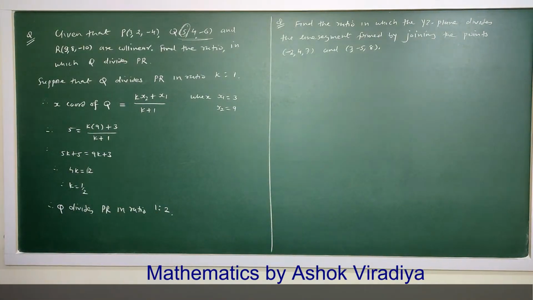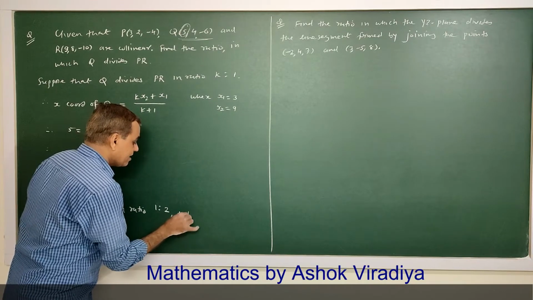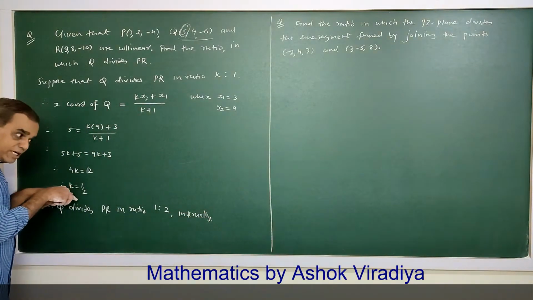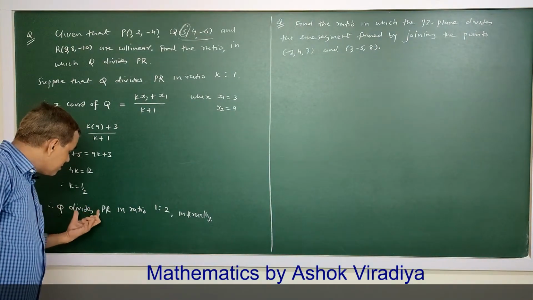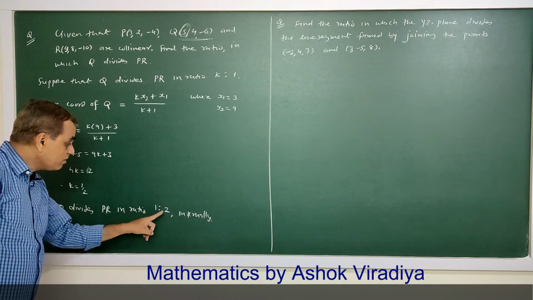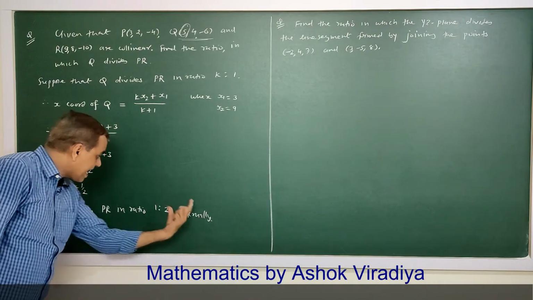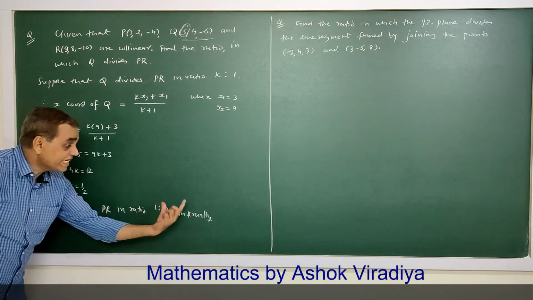And because here we are getting a positive value, we say it divides internally. Q divides PR in the ratio 1:2 internally. If we get -1/2 here, then we should write the statement like this: Q divides PR in the ratio 1:2 externally. Minus sign indicates externally, 1:2 externally, and plus sign indicates 1:2 internally.